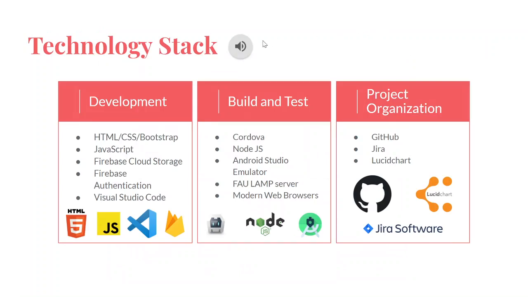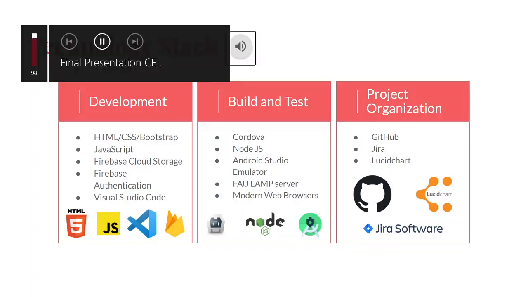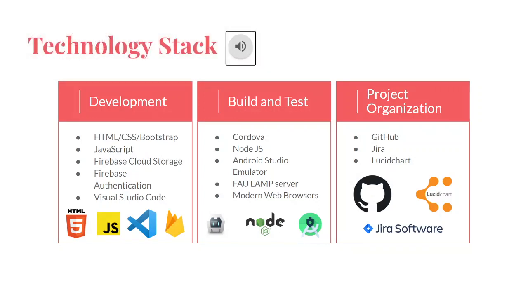The technology used to implement the application can be broken down into 3 categories. The first is development. This is everything we needed to build the application. We used HTML, CSS, and Bootstrap to design the layout. JavaScript was used to incorporate functionality on the website as well as to connect to the database and provide authentication, both of which were incorporated via Firebase. Of course, Visual Studio was used as our primary development environment.